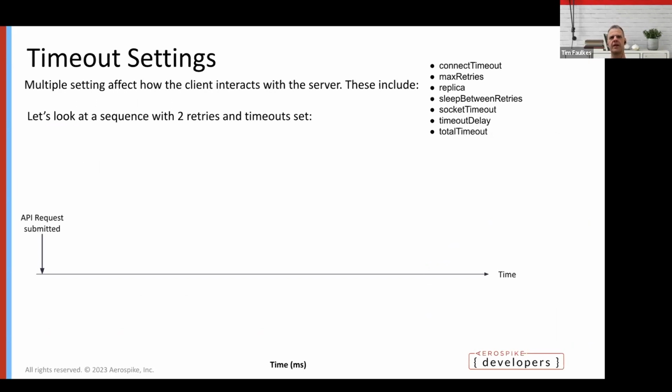All right. We have a number of timeouts. So once we've got that established connection, what happens? What do we need to do? We've got these parameters: the connection timeout, the max retries, the replica, sleep between retries, socket timeout, timeout delays, and total timeout. If I could take a poll of the people on this call and say, who guarantees they understand every one of these and what they mean?